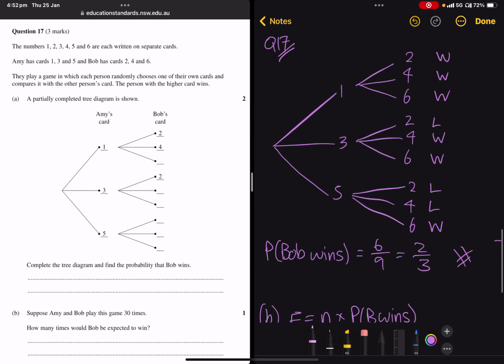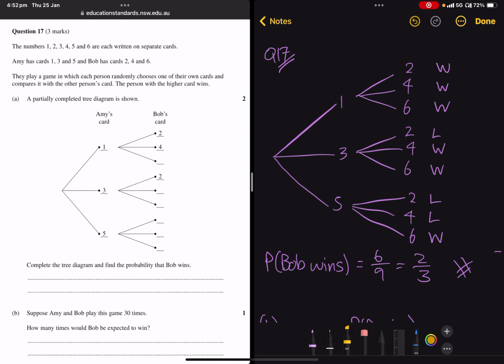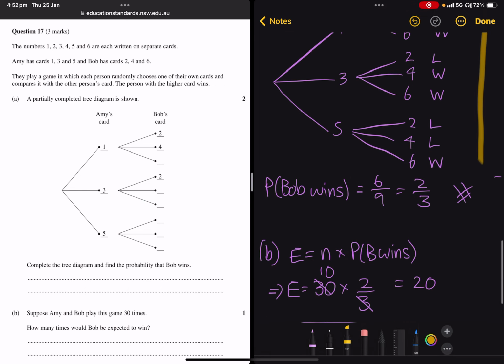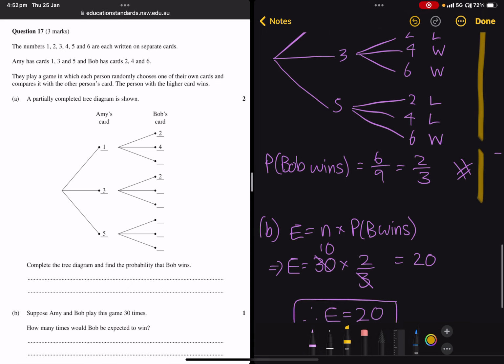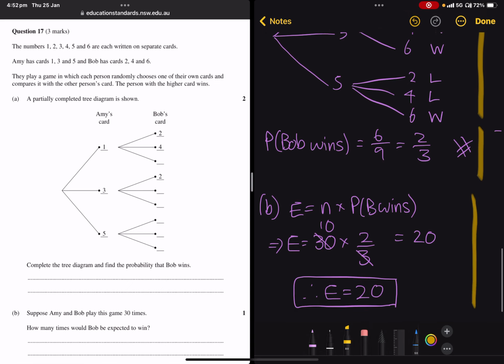Now, if we think about the marking here, it is pretty straightforward. You get 1 for a completed tree diagram, 1 for a simplified probability, and then you get 1 for having the expected number is 20. And that's the 3 marks.